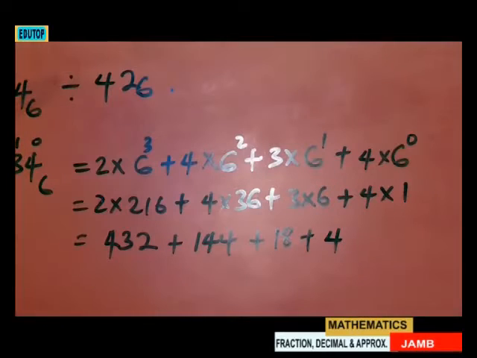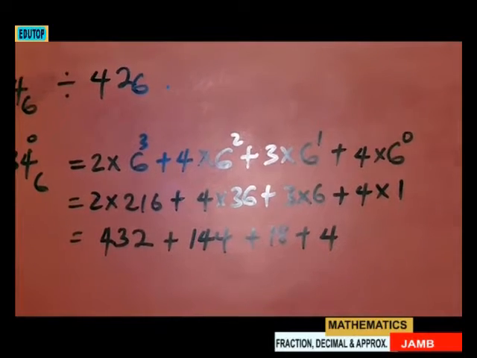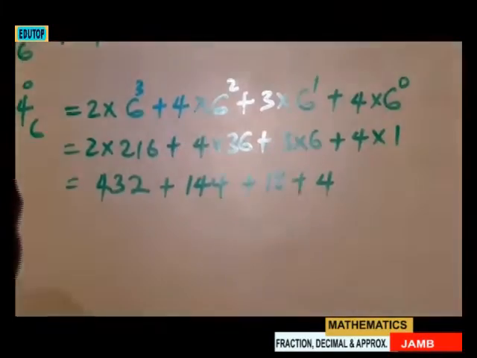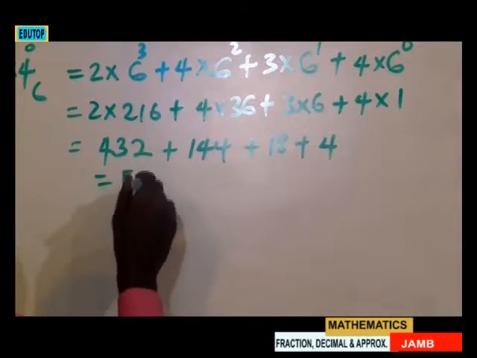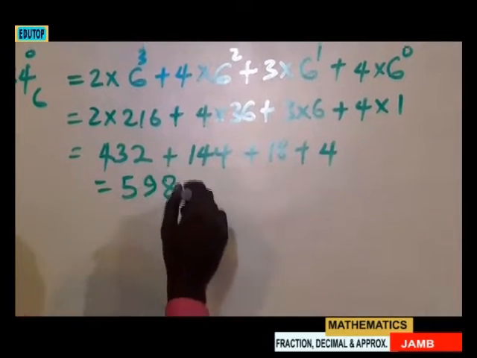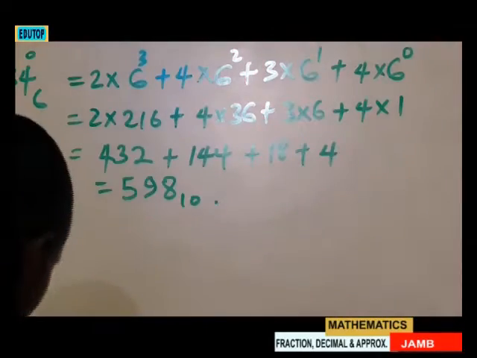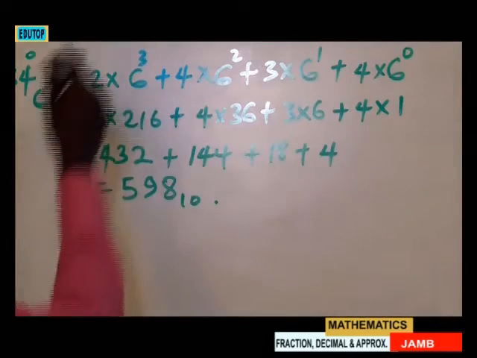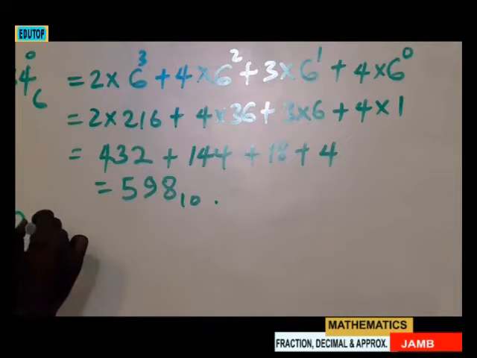Then we have 432 plus 144 plus 18 plus 4, then we have 598 now in base 10. We have converted that to base 10. We still move on and convert also this to base 10.